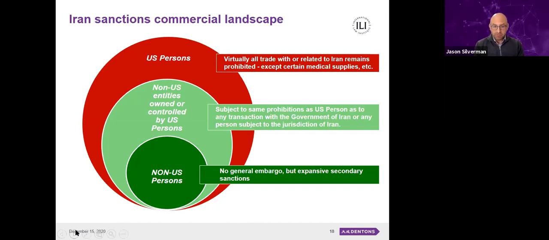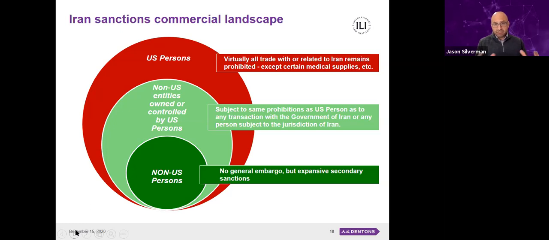So you've seen a chart like this already. It's a Venn diagram to highlight the layered application of sanctions, to whom they apply, and to what types of activities. This is really a jurisdictional chart to explain the various categories of persons to whom the Iran sanctions apply. So the big red circle are U.S. persons. This is where the most stringent restrictions apply, where virtually all trade with or related to Iran is prohibited except for certain accepted transactions, medical supplies being one of them. That's why I highlighted the list of medical devices requiring specific authorization.